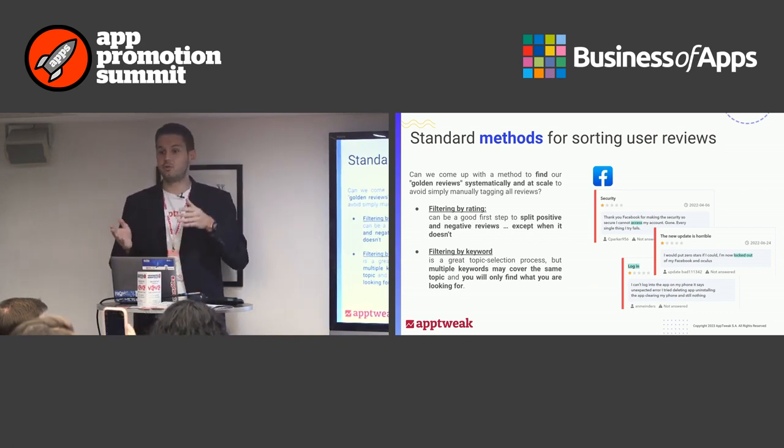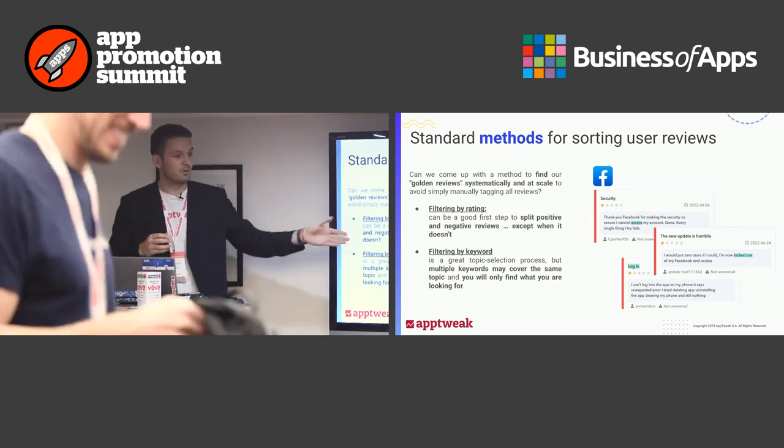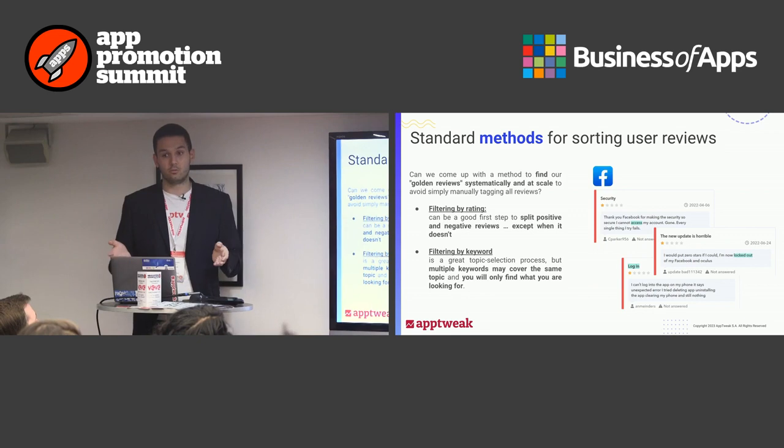Another main issue with this method is that you will only find what you're looking for. You still have to do the manual work of putting in some keywords, and when you put in the keyword login for the Facebook 1-star reviews, you know what you're going to find. You're not going to come across something unexpected, and that's what we want. We want to find the unexpected.